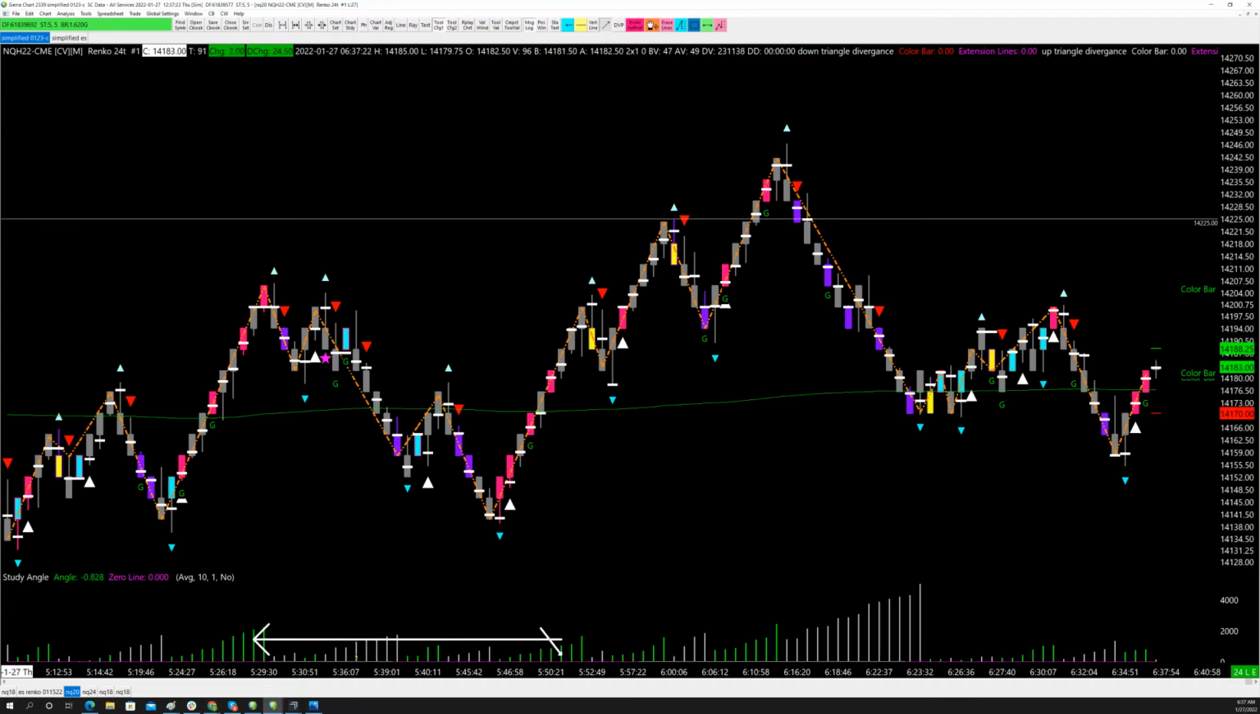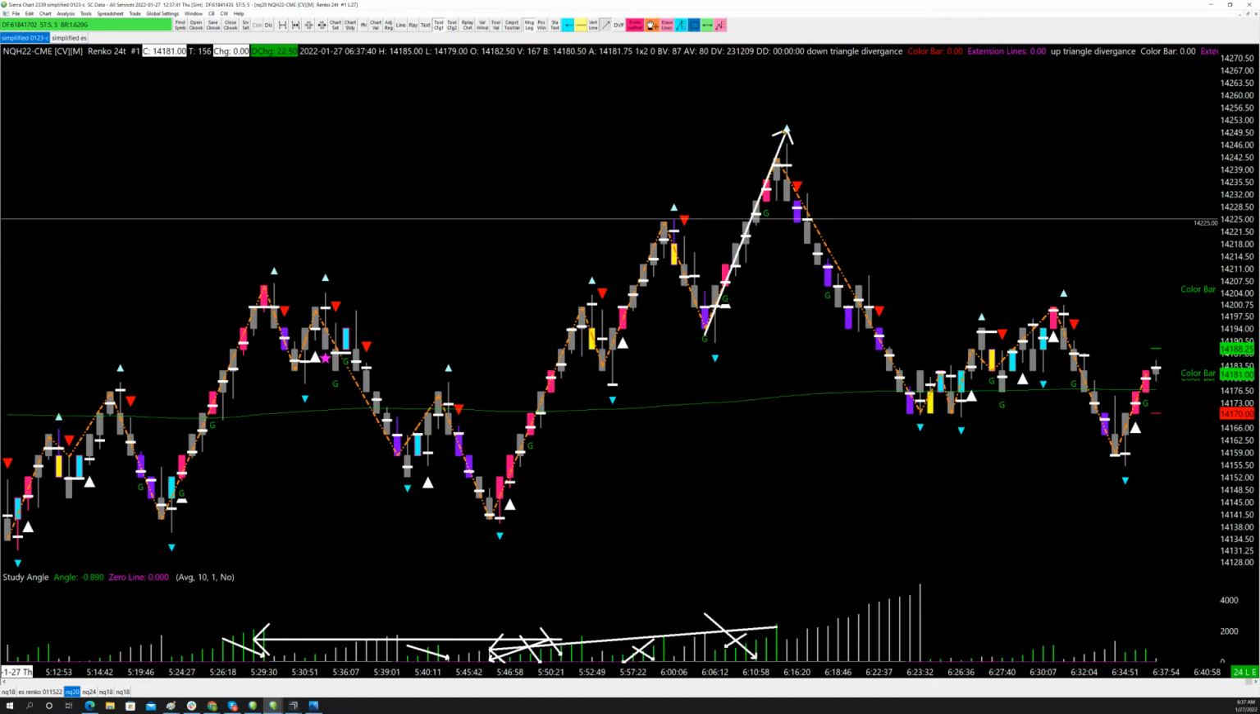It requires at least 3 bars. So it's this one and this one. This one doesn't qualify. This one doesn't qualify. But this one is bigger than the prior two waves. That's a third wave, okay? That's this wave right here.